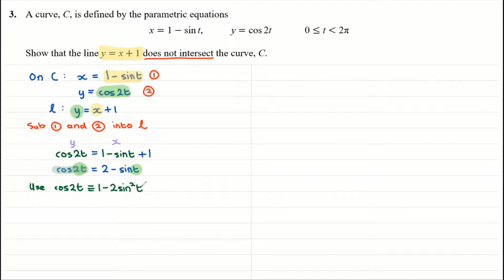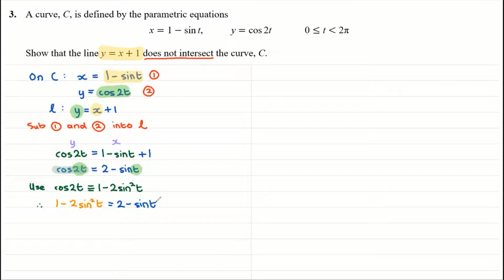So I can now replace this on the left hand side. So therefore, let's substitute all that in. So we're going to have 1 subtract 2 sine squared t will be equal to 2 subtract sine t. So you see how all these skills are fitting together once again.